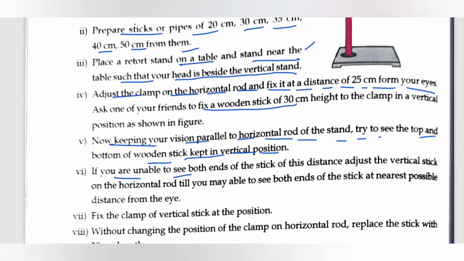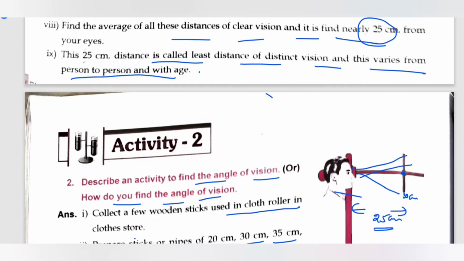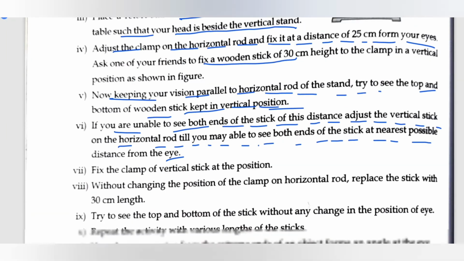If you are unable to see both the ends of the stick at this distance, adjust the vertical stick on the horizontal rod till you are able to see the stick at the nearest possible distance. So if you are not able to see the top and bottom of the stick at once, so if you can see only this part, try to adjust the distance, so make it move away from your eyesight.